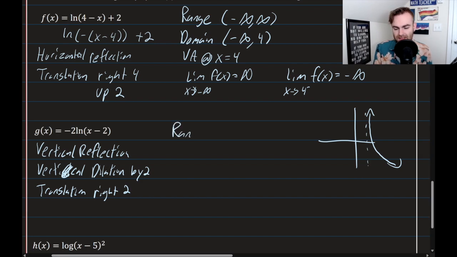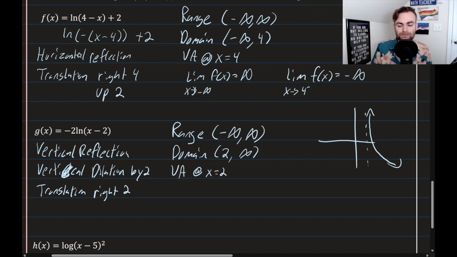The range, again, is the easy one. The range is negative infinity to positive infinity. We can see that from our sketch. It's increasing and it's going up and down without bound. Domain, we can see we're on the right side of 2. So we're going to start at 2 and go to infinity. And then our vertical asymptote is very clearly at x equals 2.